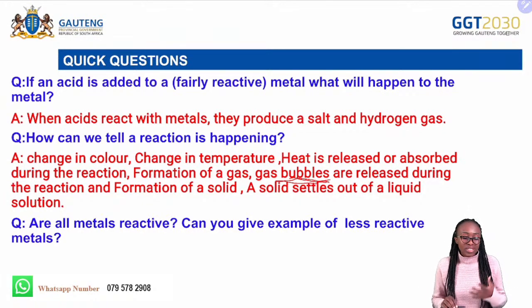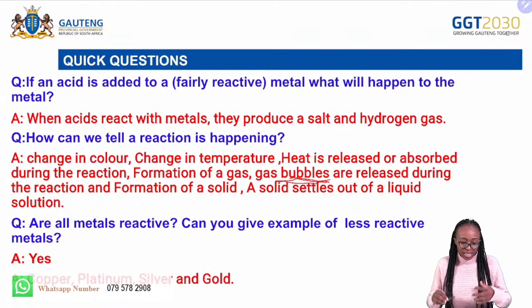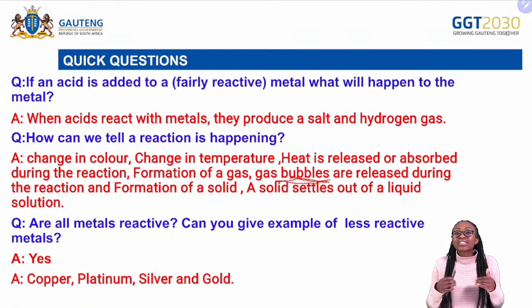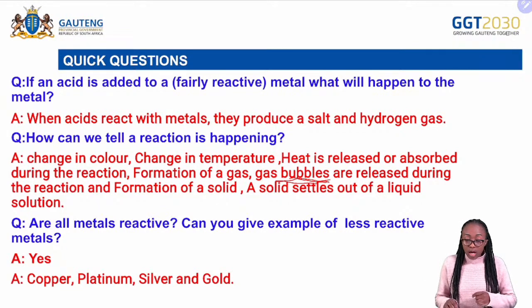And then the last question is, are all metals reactive? Can you give examples of less reactive metals? Yes, there are, but they are not on the same scale. Remember that table of the activity of metals where we had the most reactive being potassium and the least reactive being platinum. They're all reactive, but their reactivity is different. The least reactive ones from the table are copper, platinum, silver, and gold. These four are not as reactive as calcium, magnesium, and potassium. They're not as reactive as those three.